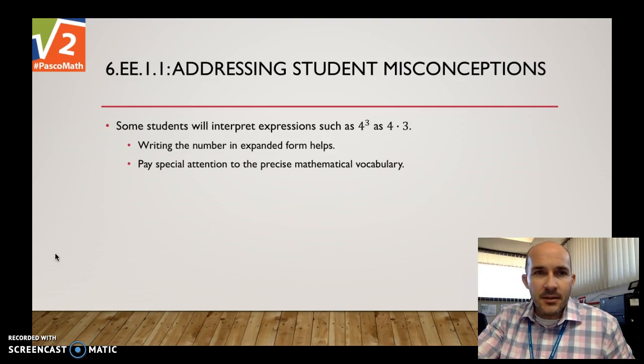So some misconceptions. A lot of students will interpret 4 to the third power, 4 to the third, as 4 times 3. And so having them expand it out, writing that number in expanded form, really helps. So 4 used as a factor 3 times, 4 times 4 times 4. Paying special attention to that precise math vocabulary.